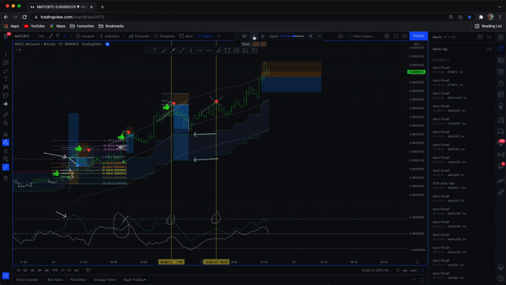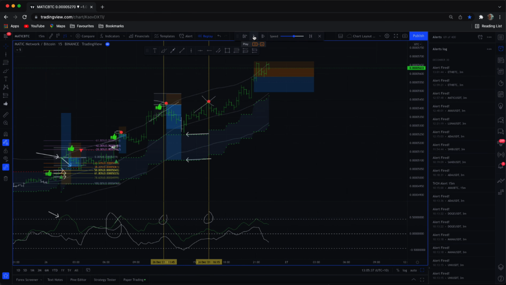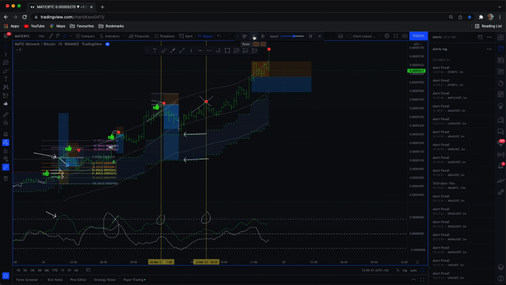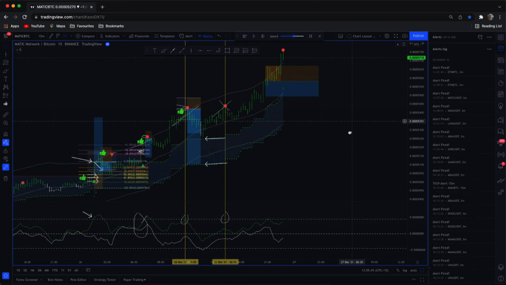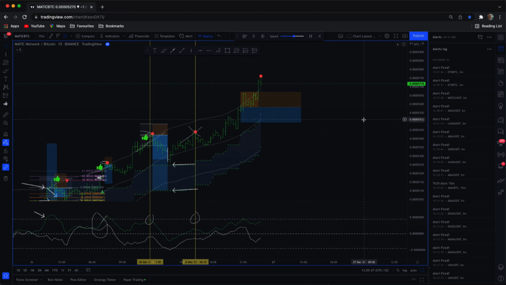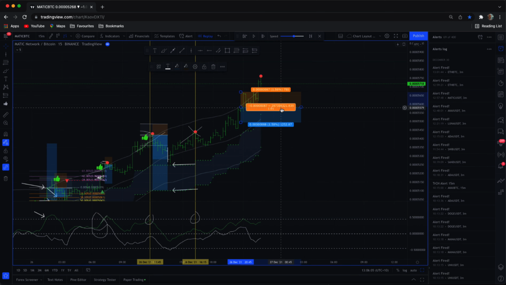Oh, look at that. Oh, my stop loss. I'm still in by a pip. There you go. All right, that's what happens when you break the rules. So we compromised and we got taken out. So let's just say that didn't happen.